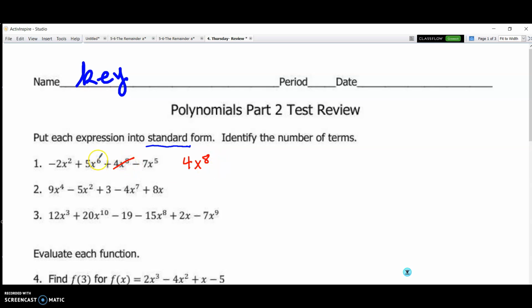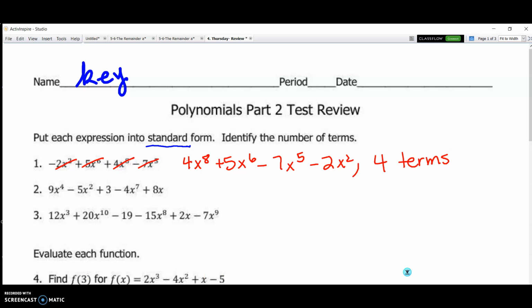Then after 8, the next largest one is 5x to the 6th, so plus 5x to the 6th. Then negative 7x to the 5th. And then last, we would have negative 2x squared. And then just how many terms? You count them. So 1, 2, 3, and 4. 4 terms.